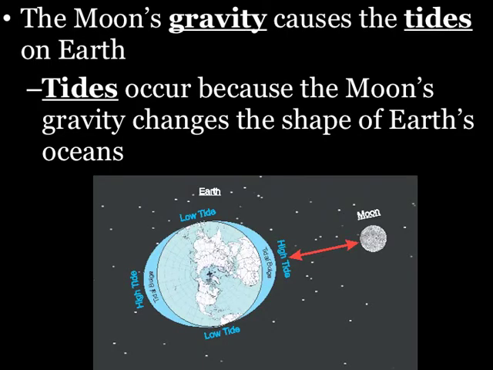The moon's gravity causes the tides on the Earth. Tides occur because the moon's gravity changes the shape of the Earth's ocean. So they have high tide and low tide. All these things are from the moon's gravity that causes the tides on the Earth, because the Earth pulls the moon into its center of gravity.